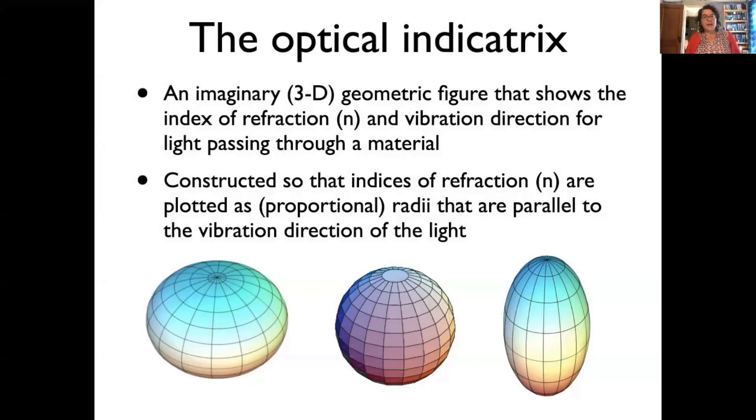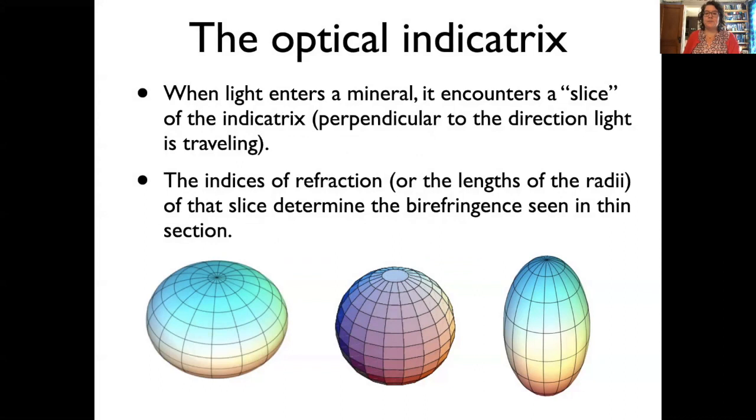And today I'm going to talk to you about the optical indicatrix. The optical indicatrix is an imaginary three-dimensional figure that shows the index of refraction and vibration direction for light passing through the mineral. And when we construct it, we make a three-dimensional shape that reflects the indices of refraction as the radii of an ellipsoid or a sphere or a triaxial ellipsoid. We're just going to talk about three of these shapes today.